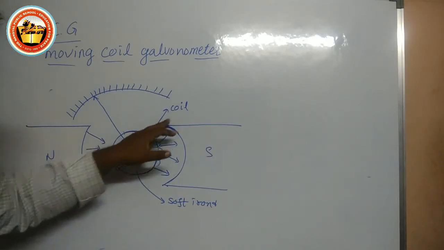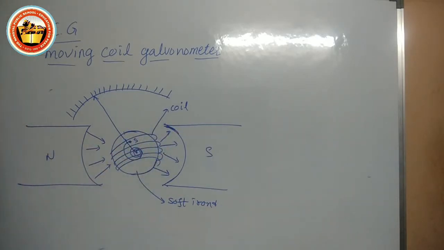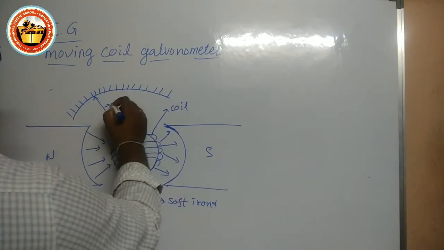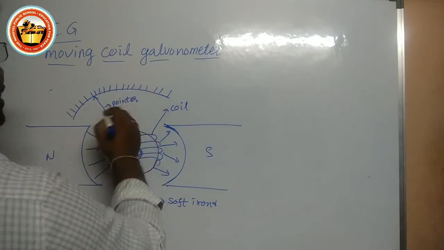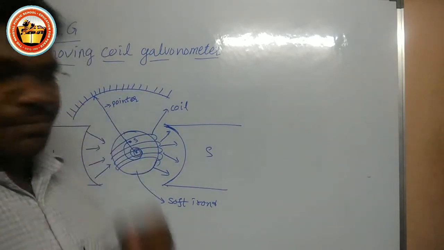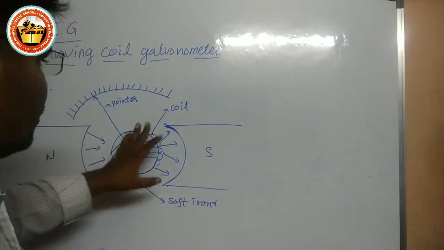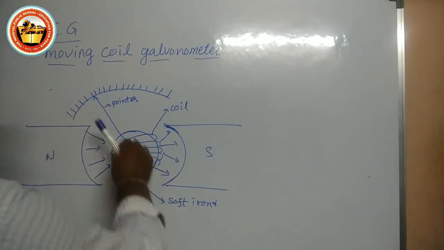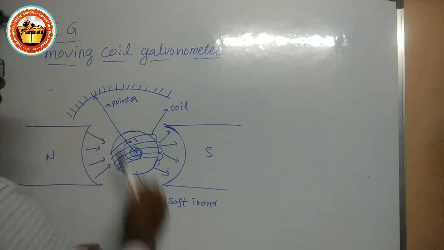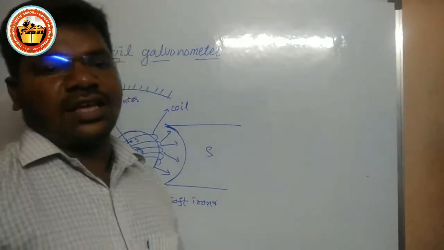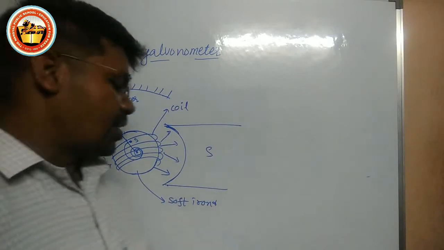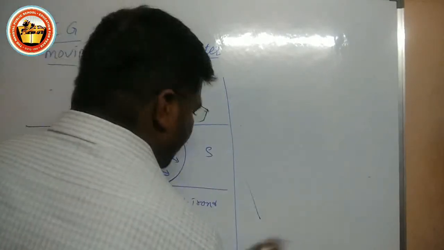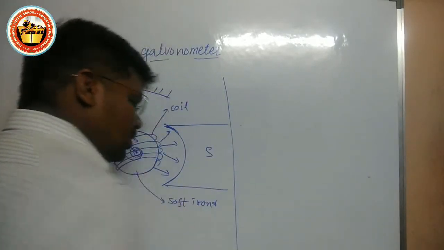What happens if the current is passing? The coil will rotate. If the coil rotates, the pointer makes some reading. So if a small amount of current passes through this coil, the coil rotates. We can arrange one pointer, so the pointer also rotates, which means it gives the reading. How can we measure? Based on the angle. Now we will find it.